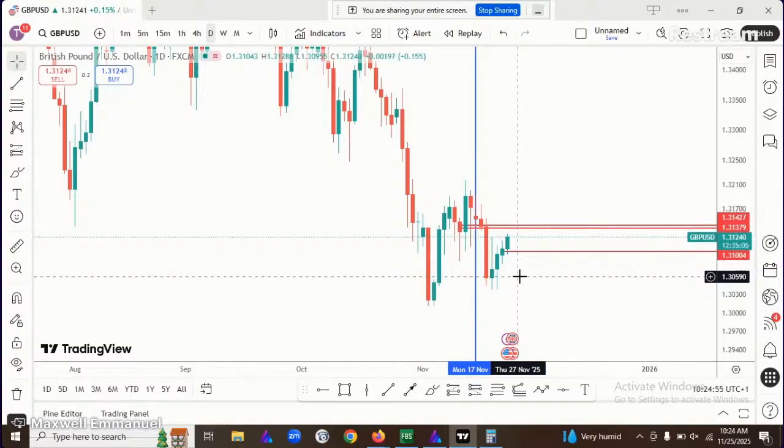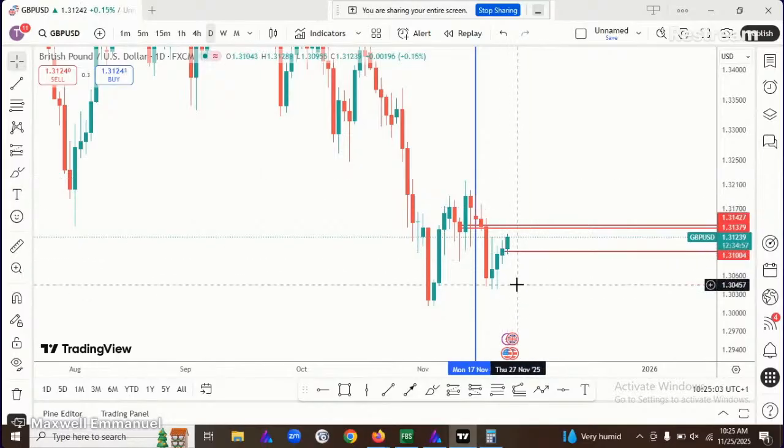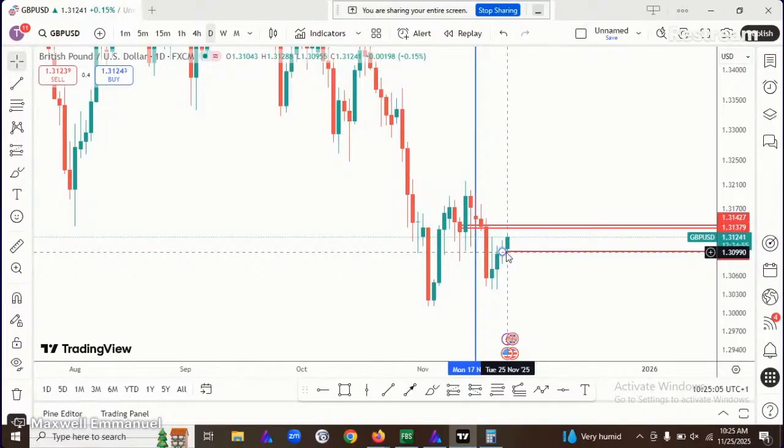But most times when the market closes above the average, it will buy. 60% of the time it will buy. And if it closes below, it will sell. So you can see that the market opened above, so it's been bullish. Most times when the market opens above the average, it will first test that average value before it starts moving in that direction.